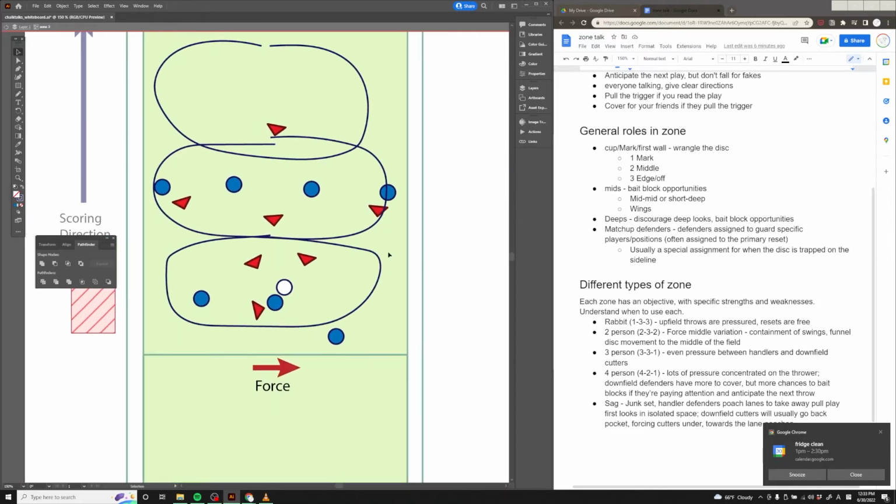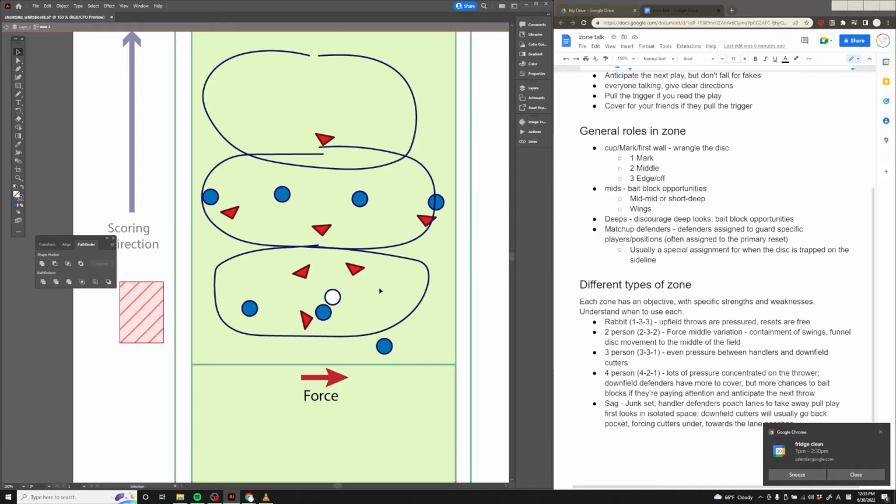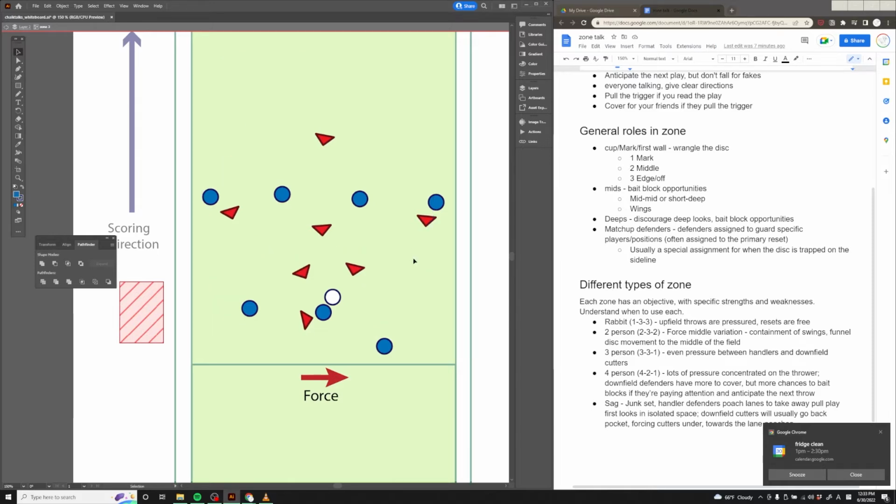And those are roughly the three areas that each section of the zone is responsible for. Obviously, these change depending on where the disc is on the field. So if the disc is on the sideline, then you don't have to worry too much about these far swing throws, or at least you have a lot more time to get there, so you can apply more pressure.